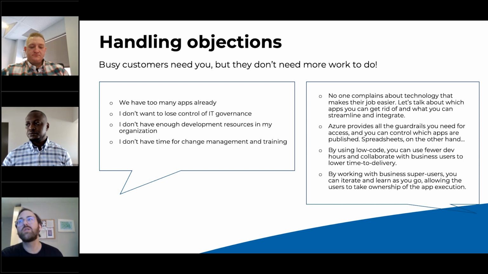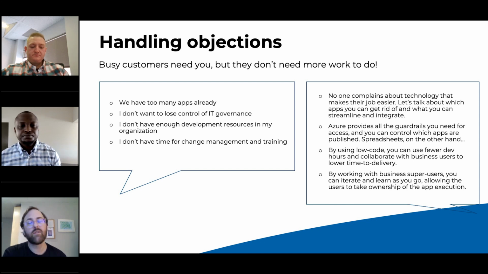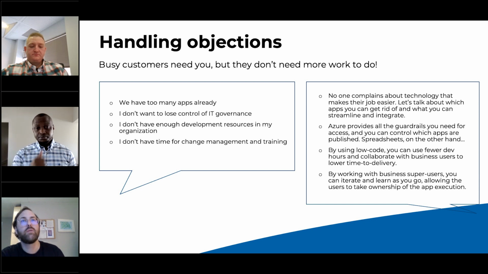So I think you need to prove the value. Sometimes you need to go in slow, do a proof of concept, and not try to do too much. The great thing, of course, with M365, Azure, Active Directory, all that, is it provides all the guardrails you need for access. So you can control which apps are published, and then compare that to spreadsheets. It's a whole different thing.